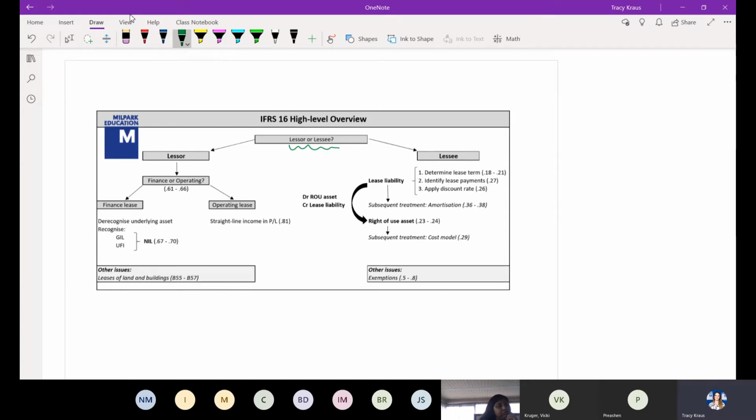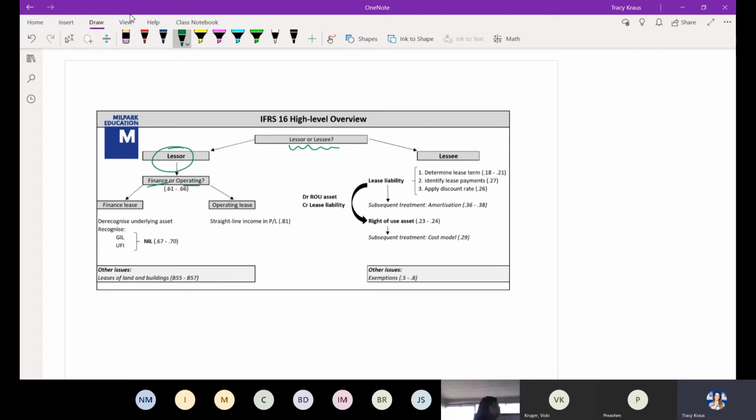So starting off with the lessor treatment, which we said has carried over from IAS 17, only for lessors do we distinguish between finance and operating leases. A finance lease would be one where all the risks and rewards of ownership are transferred to the lessee, and an operating lease is one in which that is not the case. So they remain with the lessor.